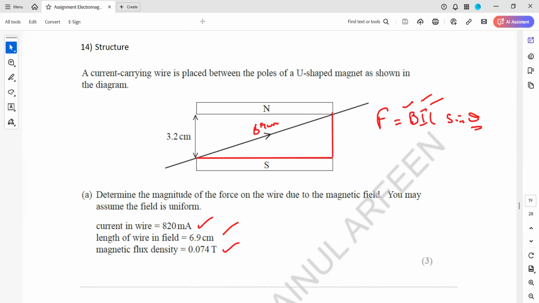Or I can also draw a line to show the magnetic field. So the magnetic field is pointing in this way, from north to south. So I need the angle between the magnetic field and the wire. Which angle? According to this, any of the sides you can take. If I just take one of them, I need this angle, because we need the angle between the magnetic field and the wire.